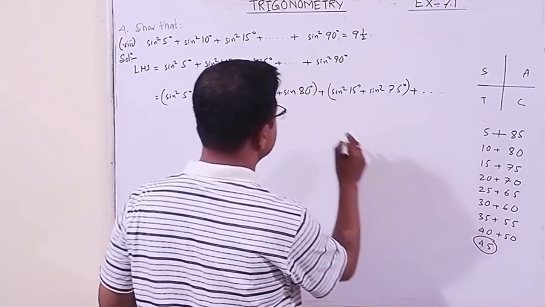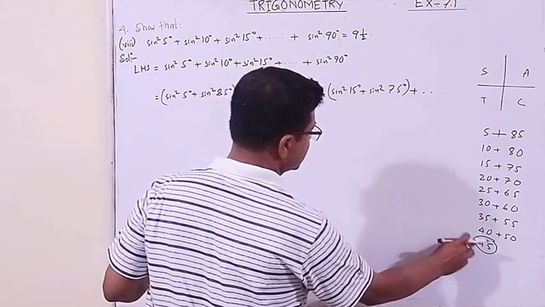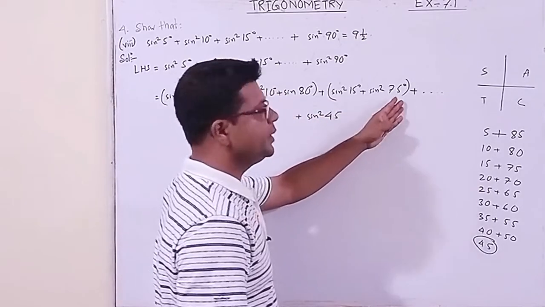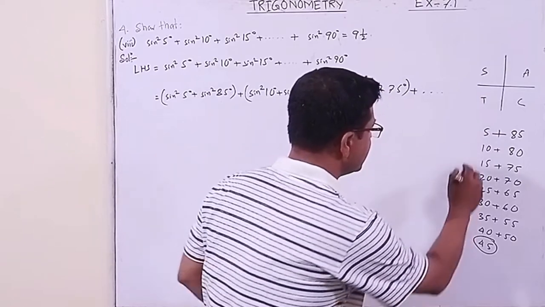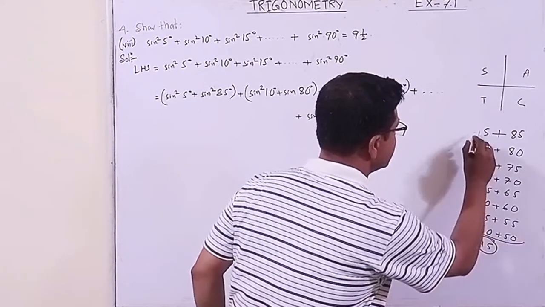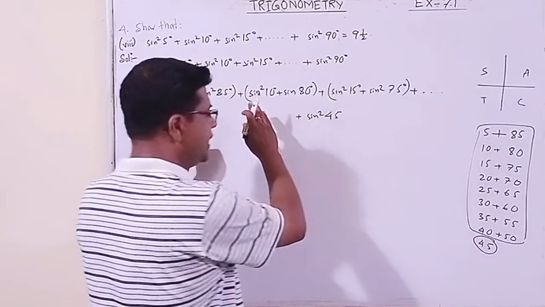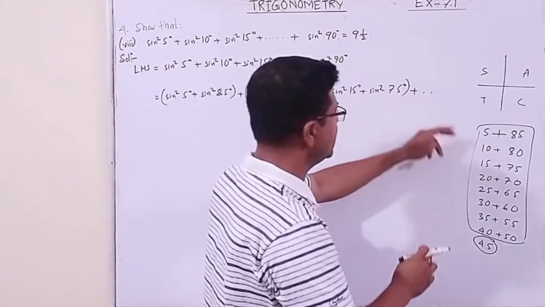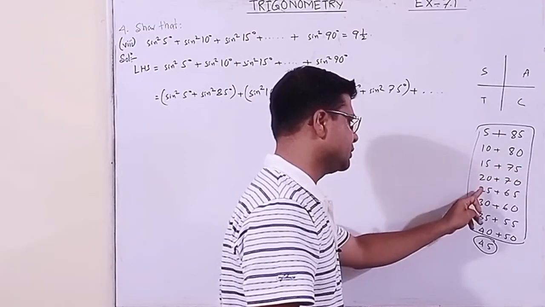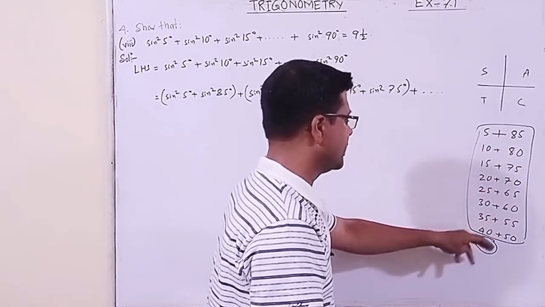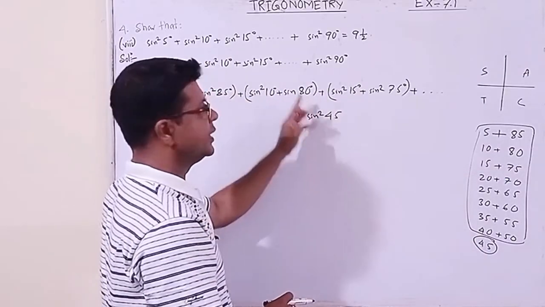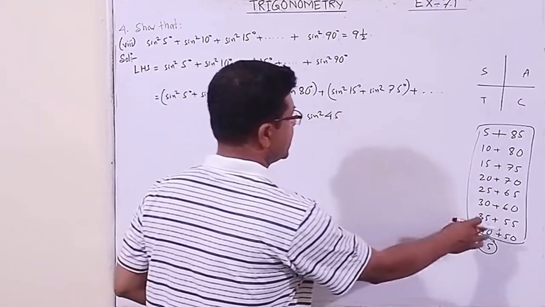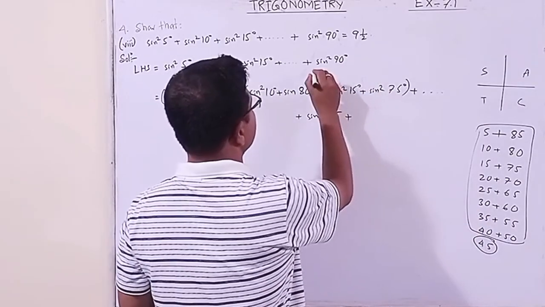Now in the middle we'll get sine square 45 degree. All the things will be in pairs. If we write, we have to write in pairs like this: sine square 15 plus sine square 75. Next will be sine square 20 plus sine square 70. Next sine square 25, sine square 65. Like this we'll write. Then we've got sine square 45 degree in the middle. We have written it, and we are missing one more term. Now here I'll talk about this term.